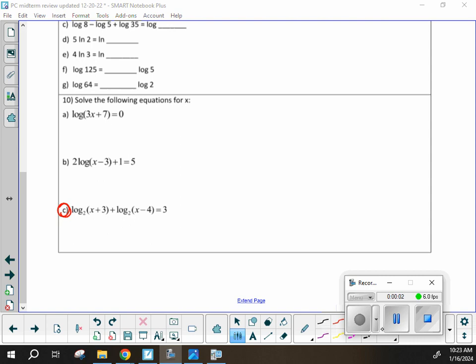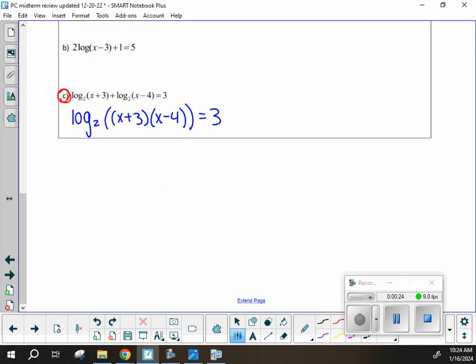Number 10, we're solving equations that have logarithms in them. Let's jump to a tricky one. Let's do 10c. First thing to notice, we have two logs, same base, so we're able to combine them. Because we are adding logs with the same base, we're able to combine them by multiplying the arguments together.